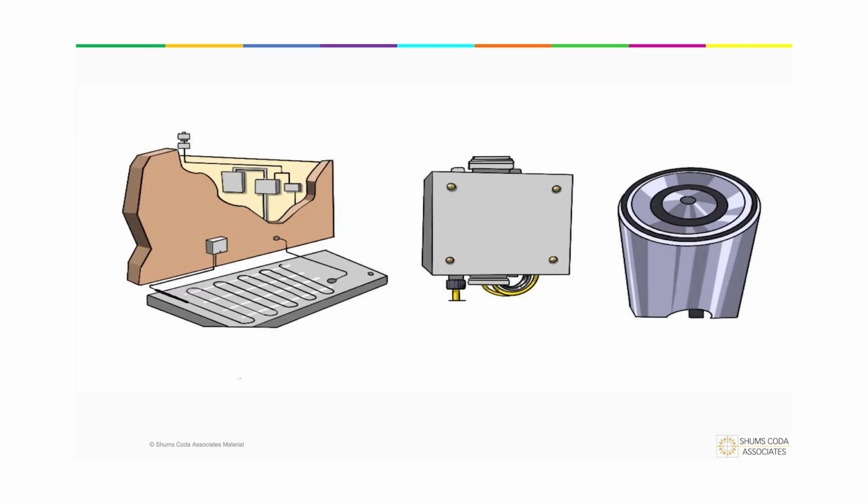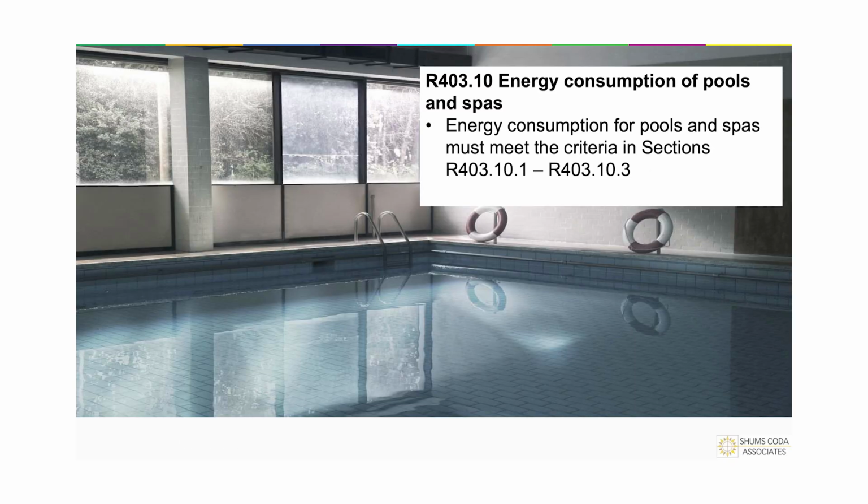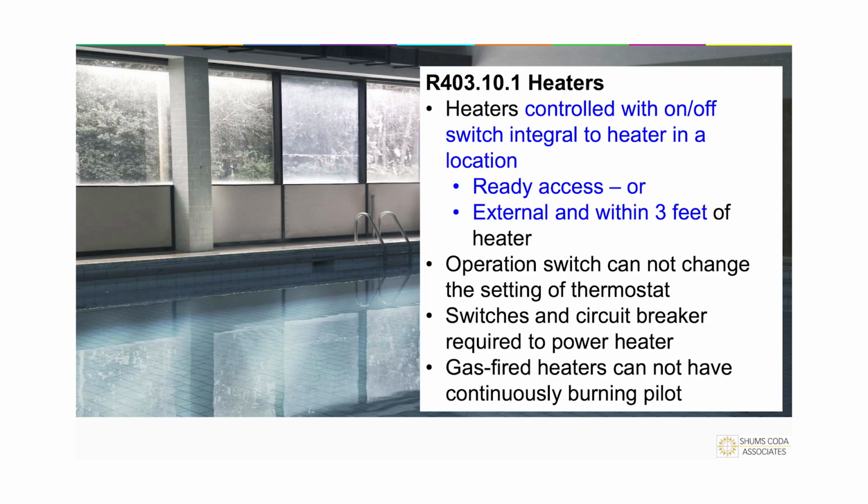Now what about pools and spas? Do you guys get a lot of pools and spas residentially? Yes. All right, so there is criteria in the energy code to address pools and spas. First thing is, heaters have to have an on-off control. It can be integral to the heater itself. It can also be external, but it has to be within 3 feet of the heater.